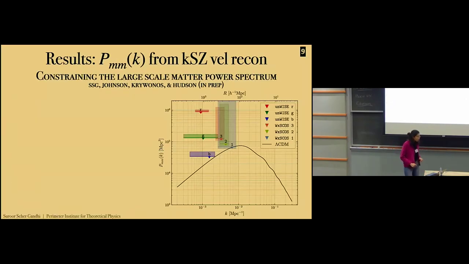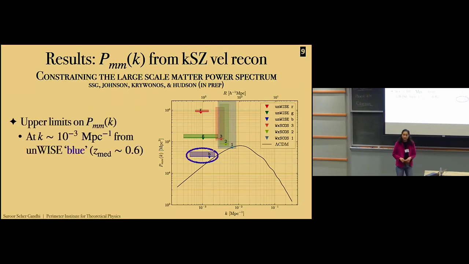Another thing that we can do with our analysis is to get upper limits on the matter power spectrum at low k. And here also I'll highlight our unWISE blue upper limit because it's a low redshift upper limit and it's pretty tight and it's at low k.